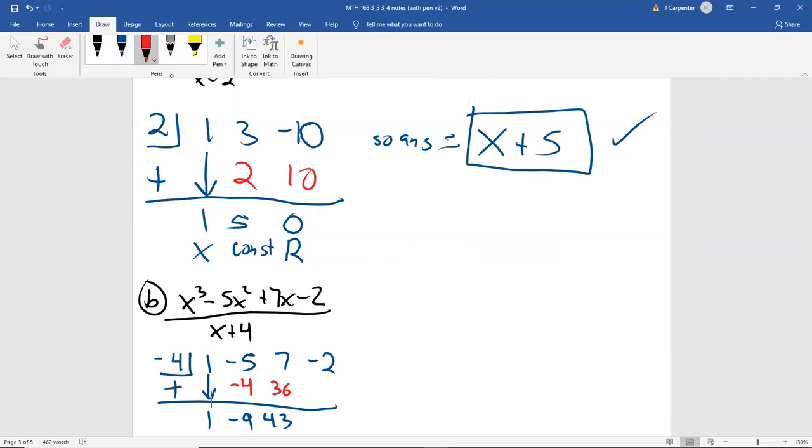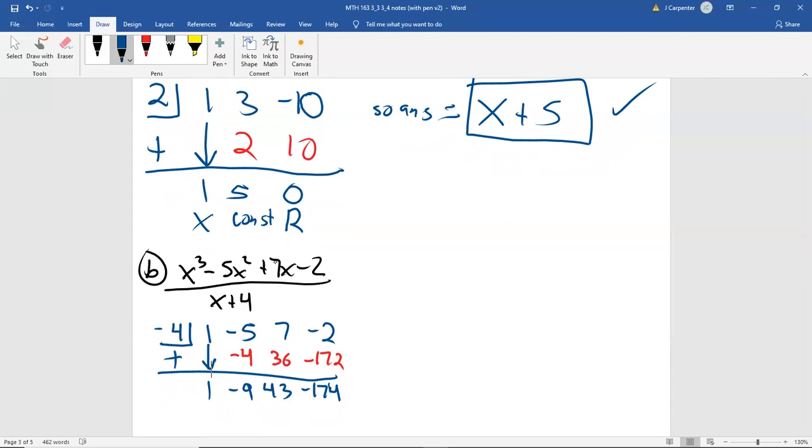And then we multiply. 43 times -4. Well, 40 times 4 is 160. 4 times 3 is 12. So that'd be 172, but a negative 172. And then -2 plus -172 is negative 174. So from right to left, again, there's no more columns, so we know we're done. That is the entire long division process.